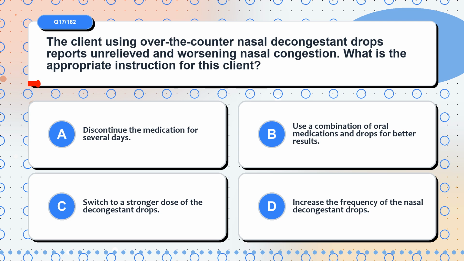Question 17. The client using over-the-counter nasal decongestant drops reports unrelieved and worsening nasal congestion. What is the appropriate instruction for this client? Here are the options. Option A. Discontinue the medication for several days. Option B. Use a combination of oral medications and drops for better results. Option C. Switch to a stronger dose of the decongestant drops. Option D. Increase the frequency of the nasal decongestant drops.